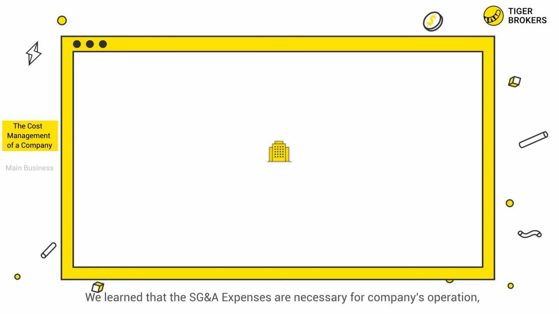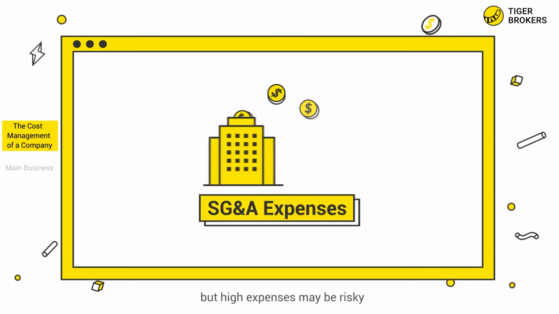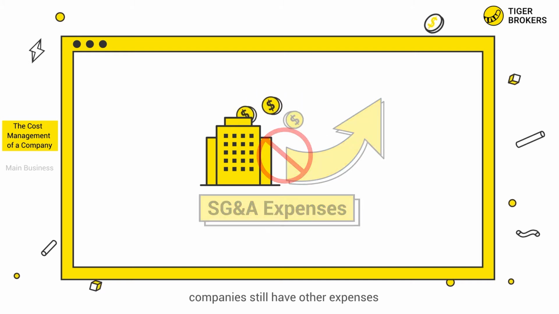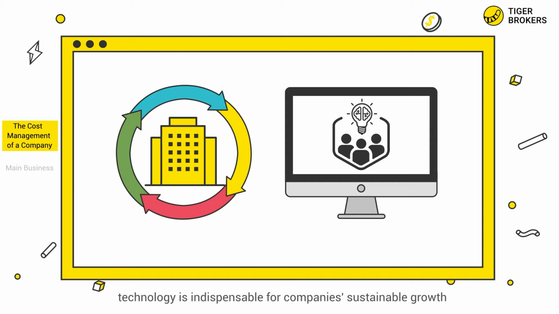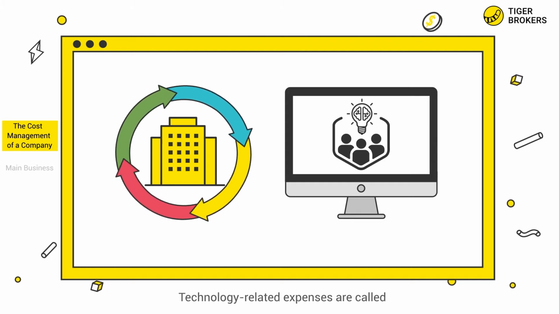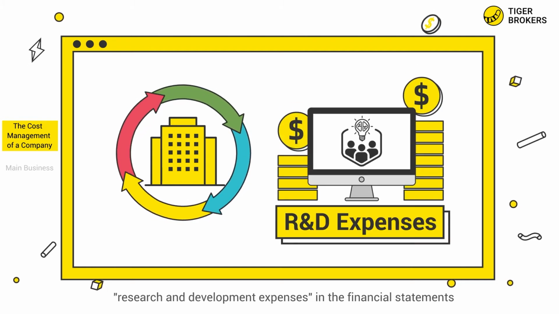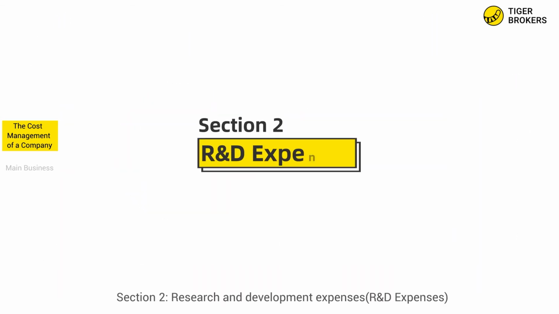We learned that SG&A expenses are necessary for companies' operation, but high expenses may be risky. In addition, companies still have other expenses. You may also agree that technology is indispensable for companies' sustainable growth. Technology-related expenses are called research and development expenses in the financial statements. Section 2. Research and development expenses.